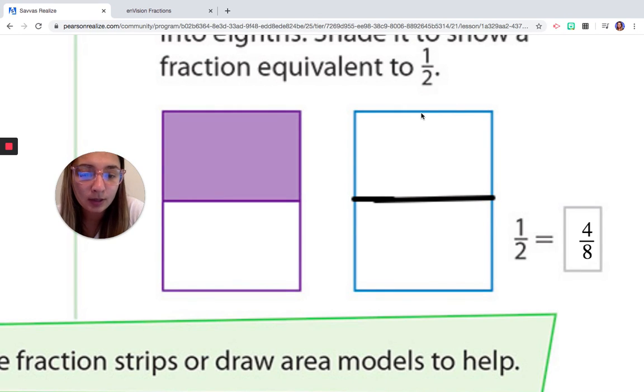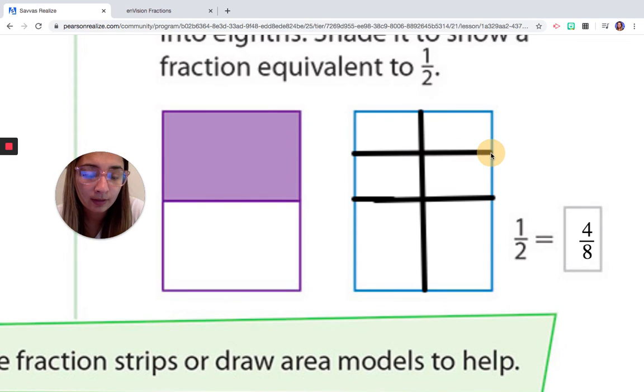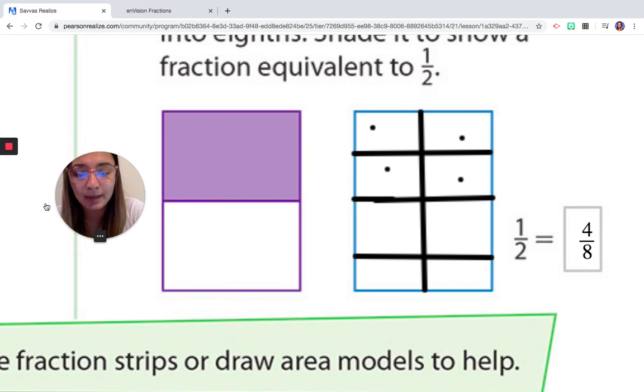Then I'm going to take a line down here because I know that 4 and 8 kind of go together, so I can make 8 out of this. And then I need to make 4 more boxes. So if I split this one in 2, that's 4. And if I split this one in 2, that's another 4. So I have 1, 2, 3, 4, like I have here, out of 8 in all. I hope that makes sense. It's very hard to do on the computer.